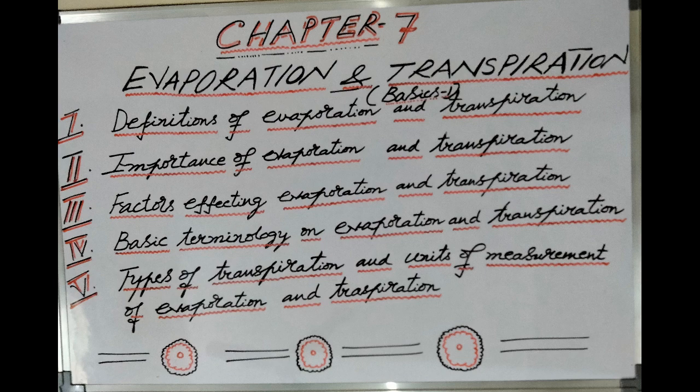In simple terms, dry air over the water surface, evaporation is more. When air has high relative humidity over the water surface, the evaporation is less. So, the fourth one is the pressure. The evaporation is more at low pressure. Evaporation is more at low pressure.